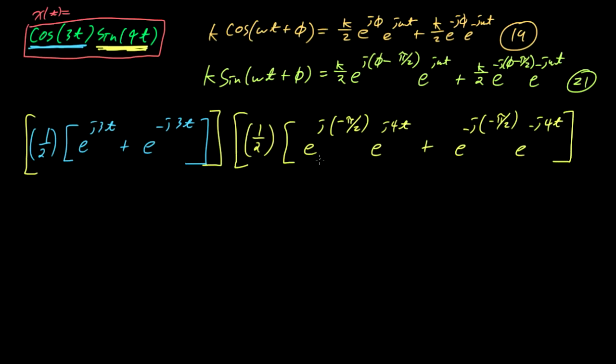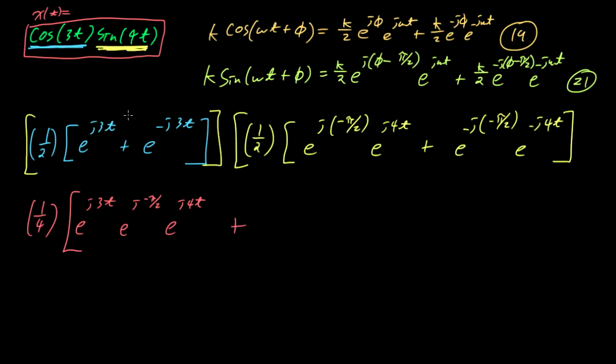And now, pretty much I just multiply these two things together. And I get 1/4. So now I'm going to multiply those two together. So I get e to the j 3t, e to the j minus pi over 2, e to the j 4t. That's my first term.